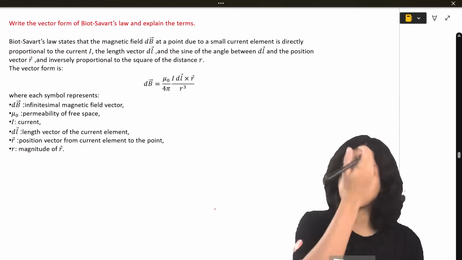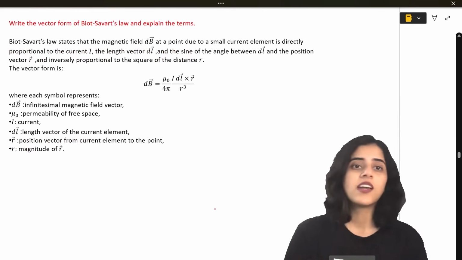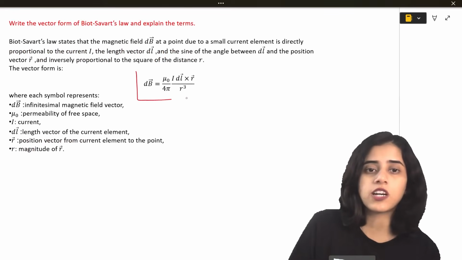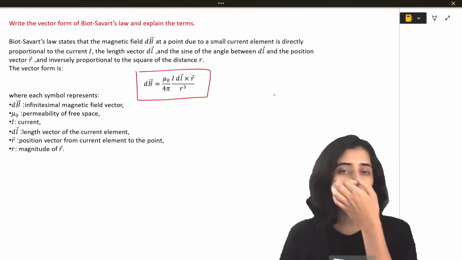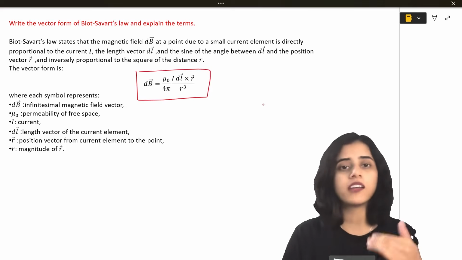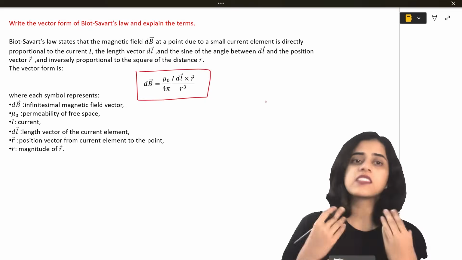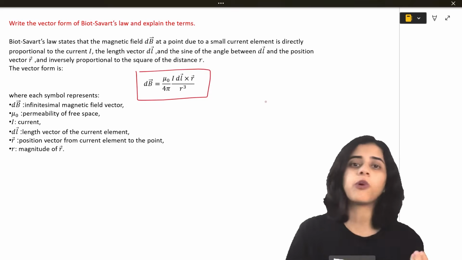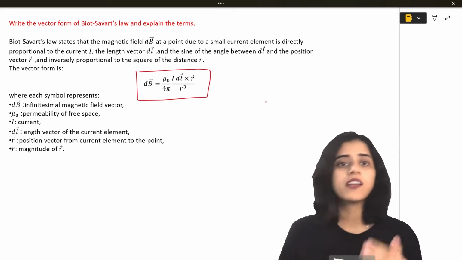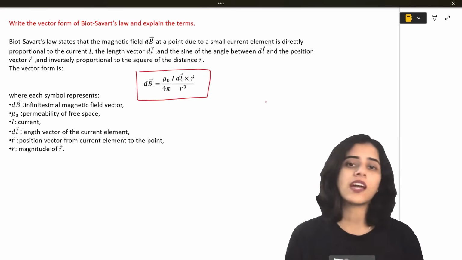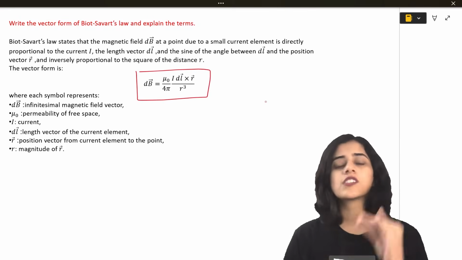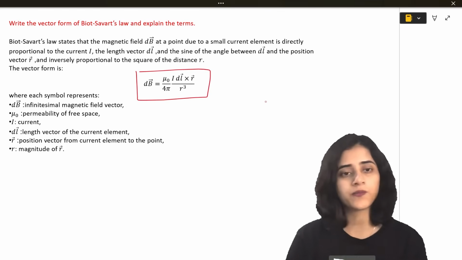Next, from moving charges and magnetism, first question. Write the vector form of Biot-Savart's law and explain the terms. So what does Biot-Savart's law say? It says that dB is equal to mu 0 by 4 pi, I dl cross r divided by r cube. It says that the magnetic field at a point due to a small current element is directly proportional to current, length vector and sine of the angle between them and the position vector, and is also inversely proportional to the square of the distance r.